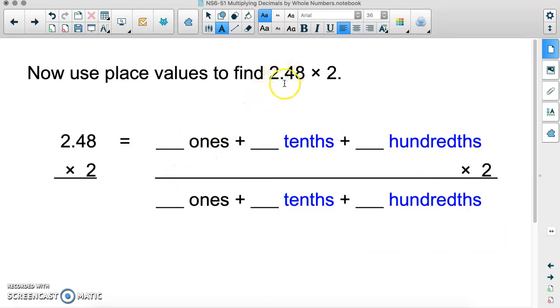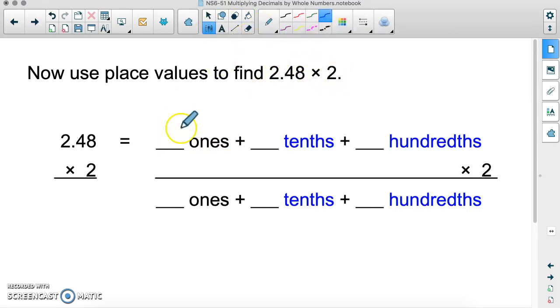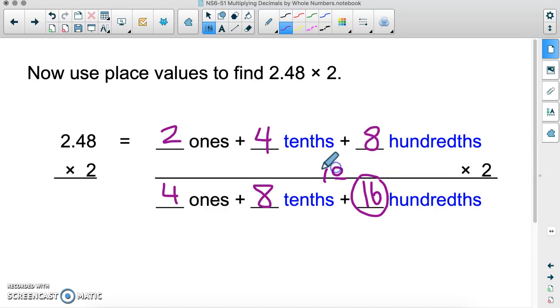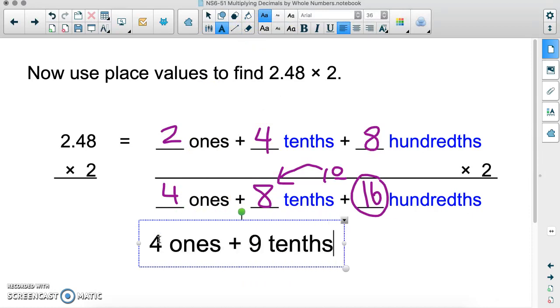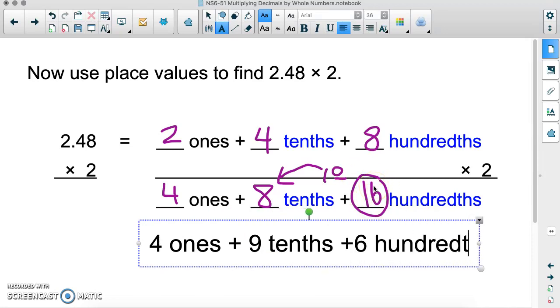Now let's look at 2.48 times 2. So if I have 2 ones, I have 4 tenths, and I have 8 hundredths. I'm going to multiply by 2. So I'm going to end up with 4 ones, 8 tenths, and 16 hundredths. Now, I need to regroup. So what can I replace 10 of these hundredths with? Well, I can replace them with a tenth. So I'm going to take away 10 from here, and I'm going to move them to a tenth. Okay, so I'm going to be left with 4 ones plus 9 tenths, because I'm adding a tenth. And if I've taken 10 from here, what am I left with? I'm left with 6 hundredths.